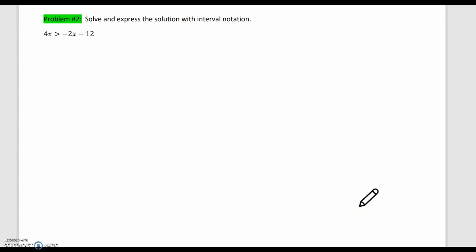Hi class, let's take a look at problem 2. Now, notice that problem 2 is a little bit more involved than the previous problems. So here's the basic idea.